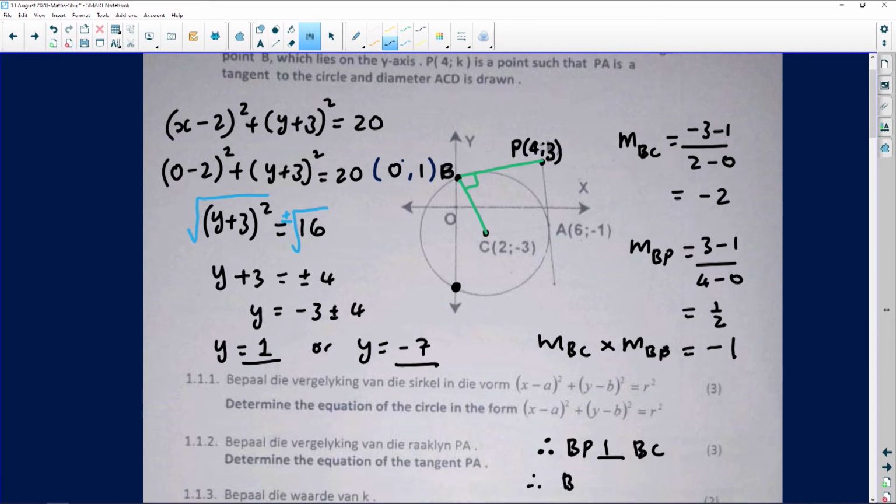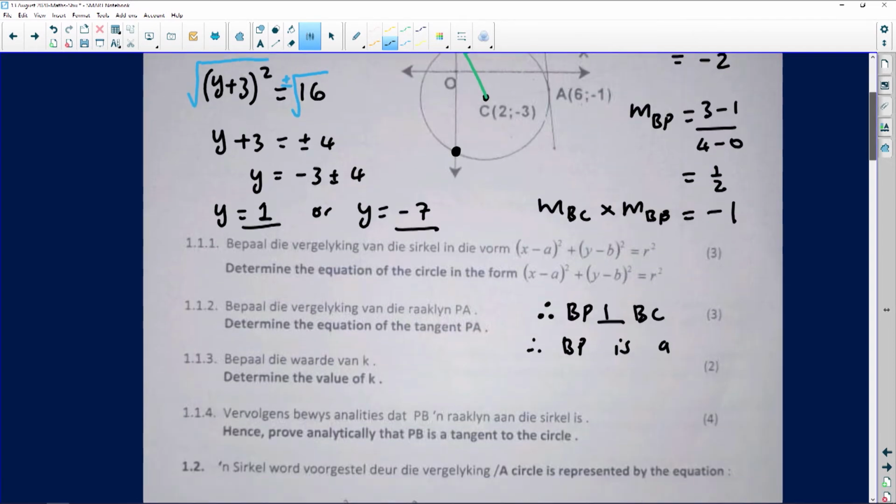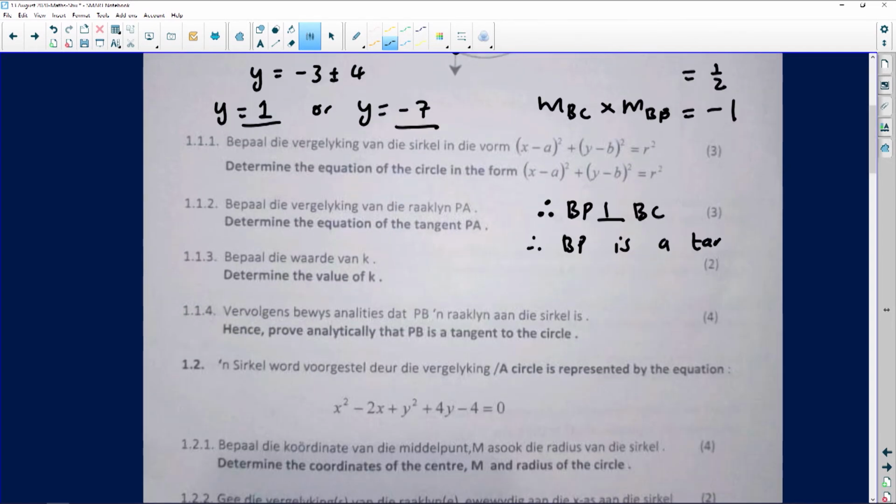Therefore, BP is a tangent because it is perpendicular to the radius. I hope this has helped you to see what is going on if anybody ever asks you to figure out whether something is a tangent or not using analytical methods. You have to use analytical geometry. No other concept of math is being requested in this particular question, so you had to definitely use analytical geometry.